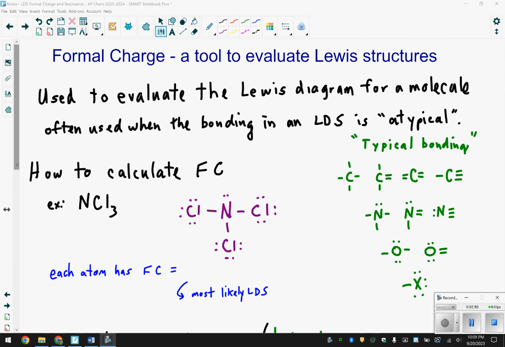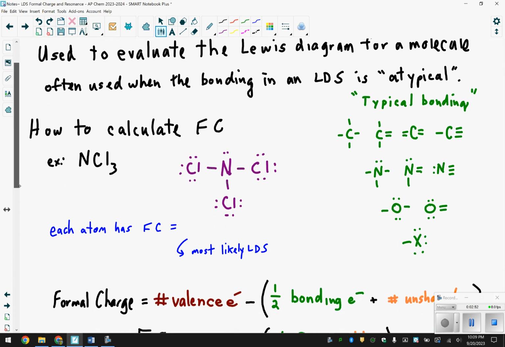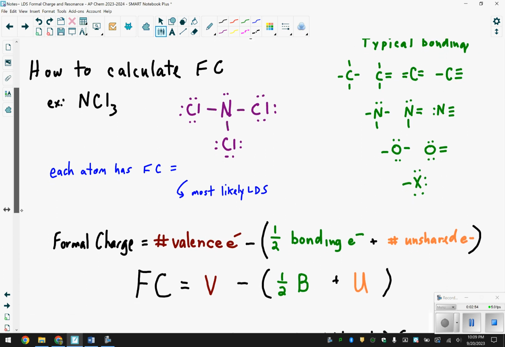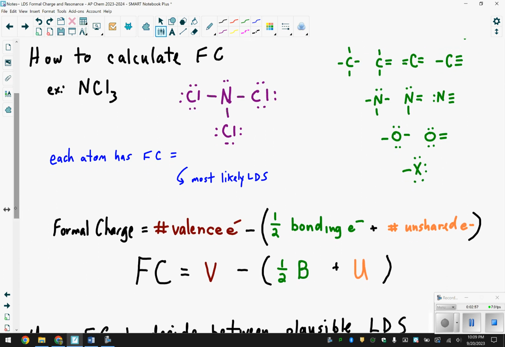Now, as I scroll down here, I want to just note that formal charge is not a charge. It is a bookkeeping tool to evaluate a Lewis dot structure. These compounds are not ionic, they're covalent, they don't have a charge. Chlorine doesn't have a charge, nitrogen doesn't have a charge. Formal charge is not very well named, but think of it more as a bookkeeping tool to evaluate your Lewis dot structure.